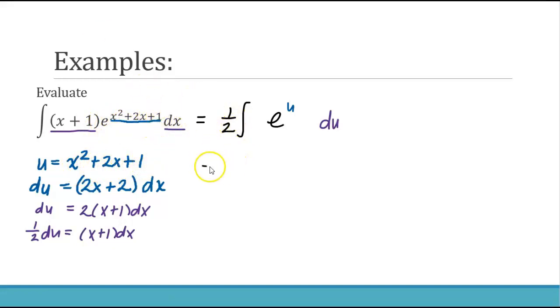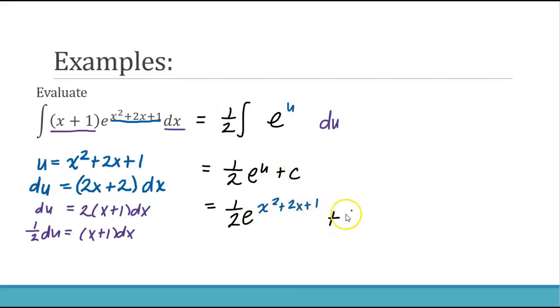And from here, we take the antiderivative. Well, on this one, it's kind of nice, right? The integral of e to the u is just e to the u plus c. And then we plug u back in. So 1/2 e to the x squared plus 2x plus 1, and then plus c is my answer.